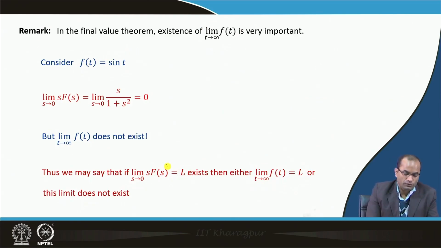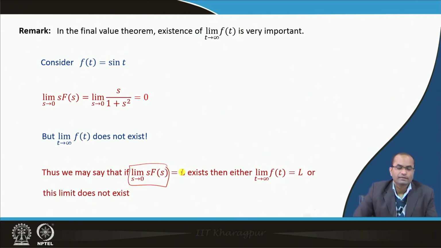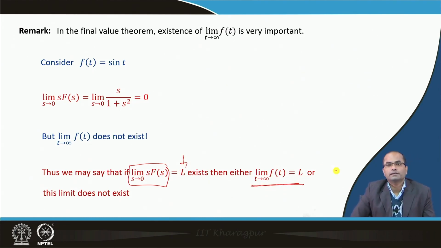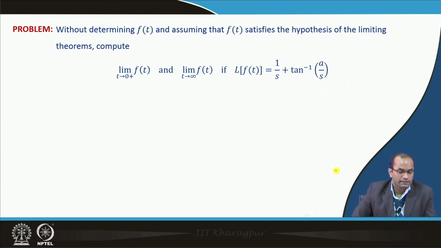So, if we find that the limit of s F(s) exists, then there will be two cases: either the limit as t approaches infinity of f(t) is equal to this, or if it is not the case, then the limit does not exist.